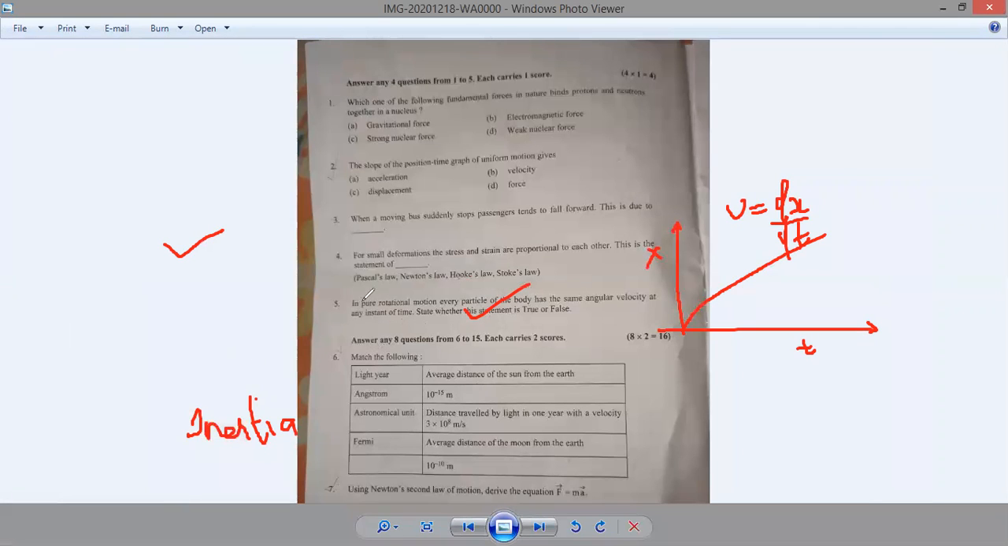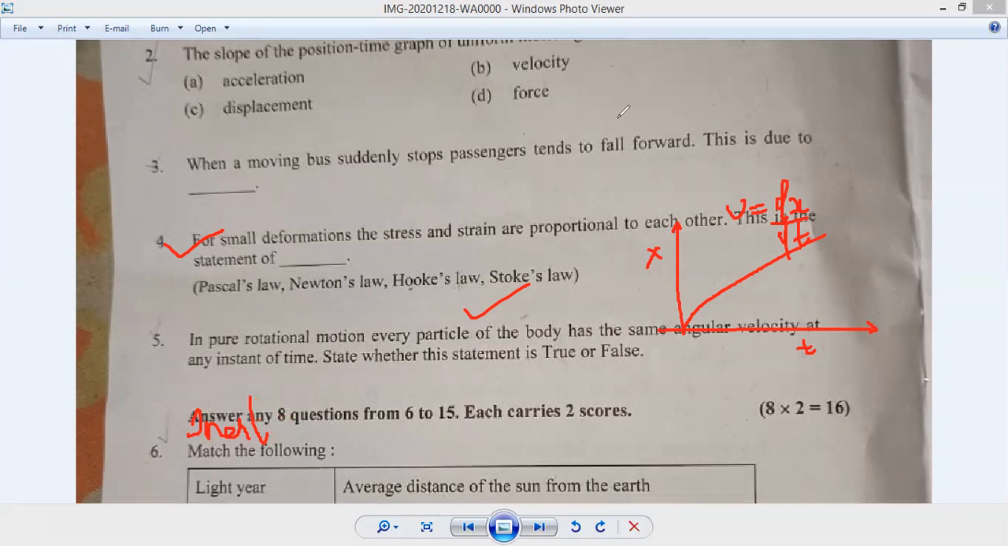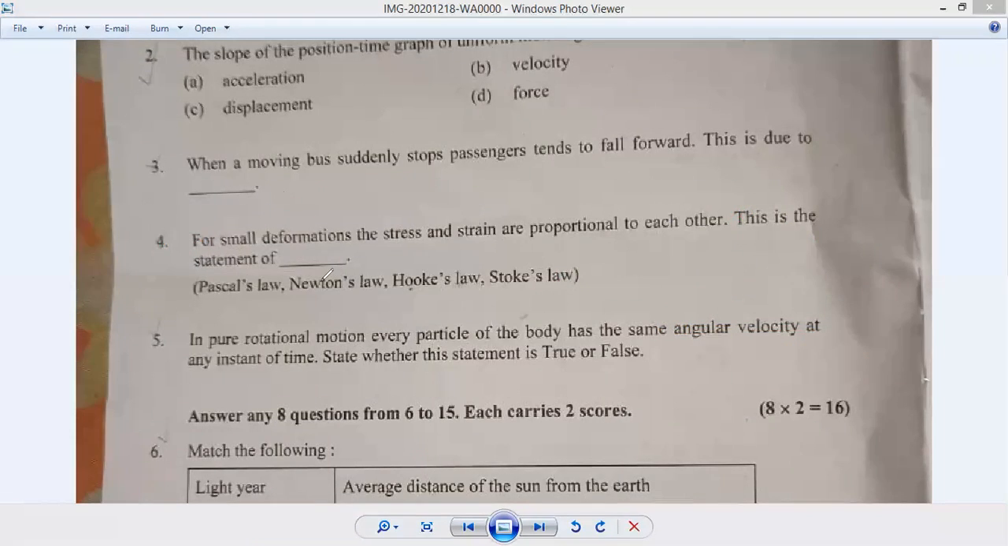So the fourth question is, for small deformations, the stress and strain are proportional to each other. This is a statement of Hooke's law. Stress is proportional to strain. So the answer is Hooke's law.